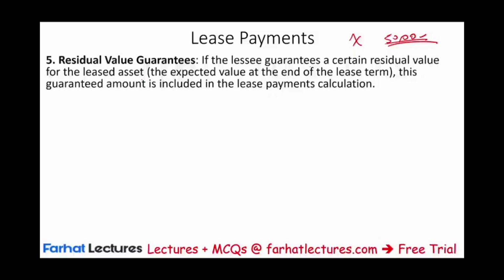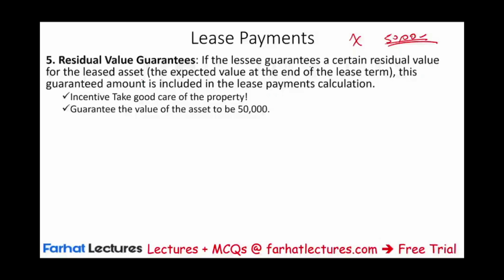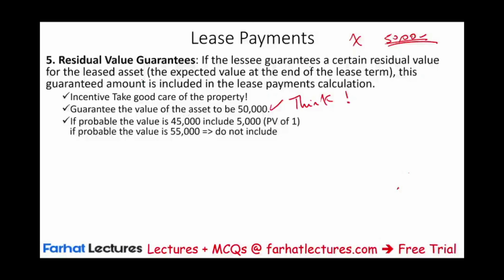But what's the purpose of this residual value guarantee? It's an incentive for you, the lessee, to take care of the property. So let's assume you guarantee the value of the asset to be $50,000, and you think it's going to be $50,000. There's nothing you have to do. If you think it's going to be $45,000, you're going to be short $5,000. Therefore, you have to include $5,000 in your computation. Bring the present value of $5,000 as an additional obligation. If probable, the value is $55,000, you don't have to worry about anything because the value is more than what's guaranteed.